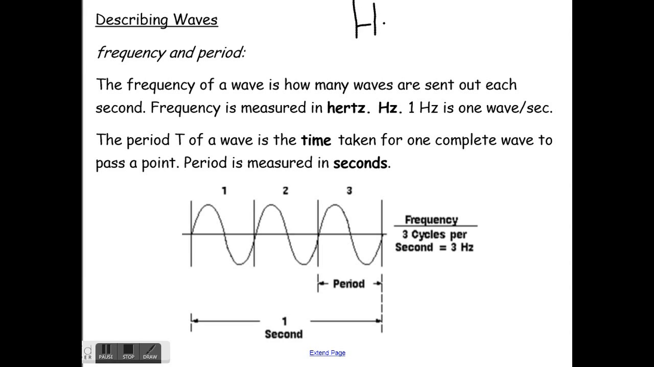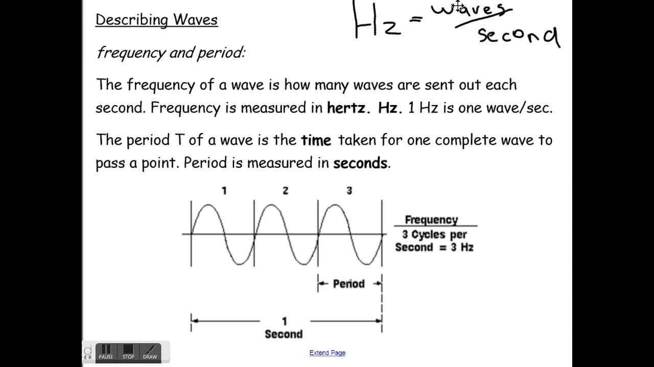So hertz is equal to waves per second. Okay. So the period, T, of a wave is the time taken for one complete wave to pass a point. So the period is similar to wavelength, only period is measured in time instead of distance. A wavelength would be from one crest to another. Same with period, from one crest to another. One measured in time, one measured in distance, in length.